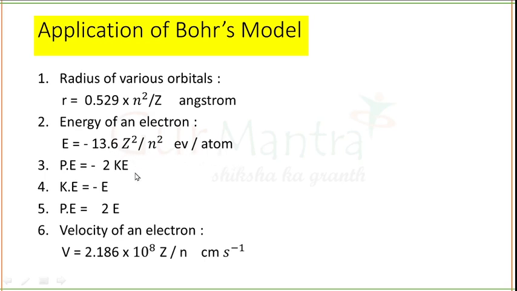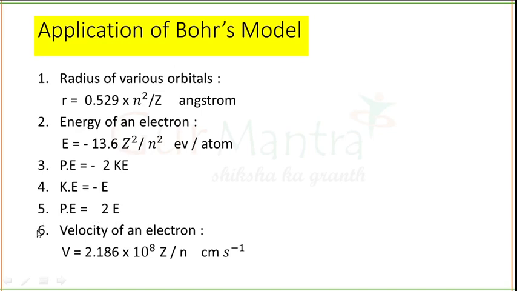In the next few points, you will get the clear relationship between energies. As you know, total energy is equal to kinetic energy plus potential energy. So, these points will give you the relationship between kinetic energy, total energy and potential energy. Potential energy is equal to minus twice the kinetic energy, and kinetic energy is equal to minus the total energy. Potential energy is equal to twice the total energy.